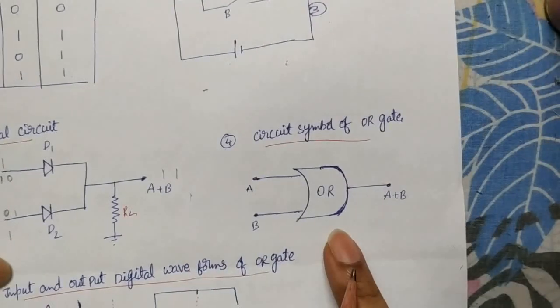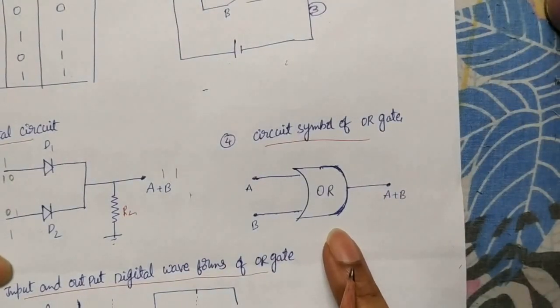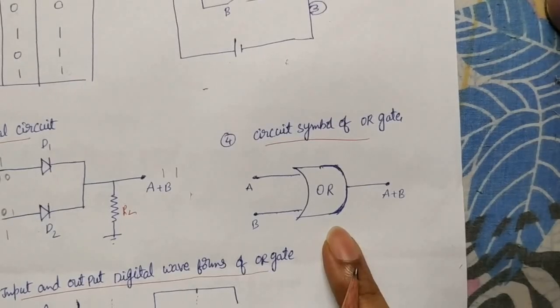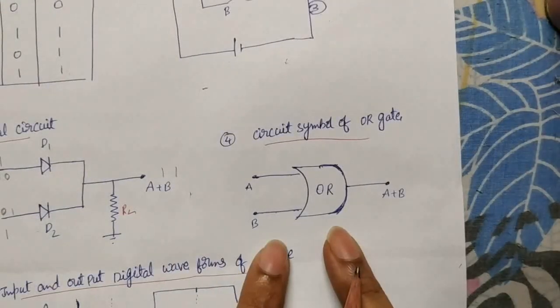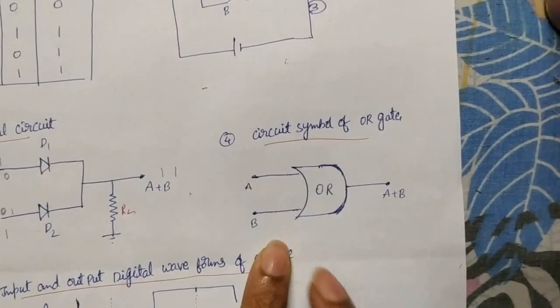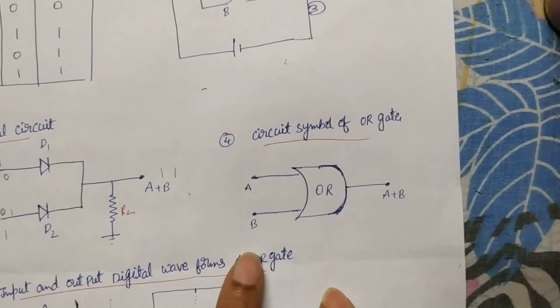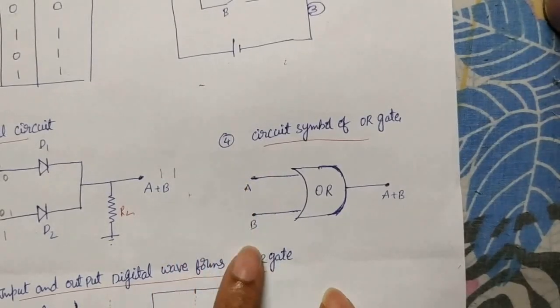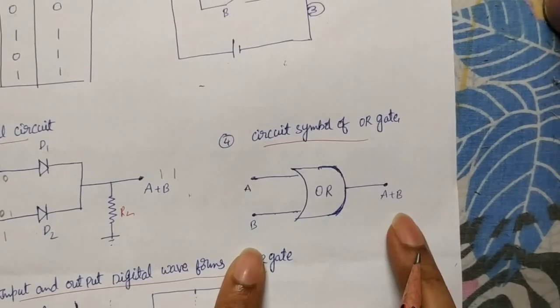And this is the circuit symbol of the OR gate. Like we have a circuit symbol for a transistor and for a diode, similarly we have one for the OR gate, like this, and you have to take a slightly curved line here. Inputs are A and B. Of course you can take any number of inputs, but generally they use two inputs only, A and B. Output is A plus B.